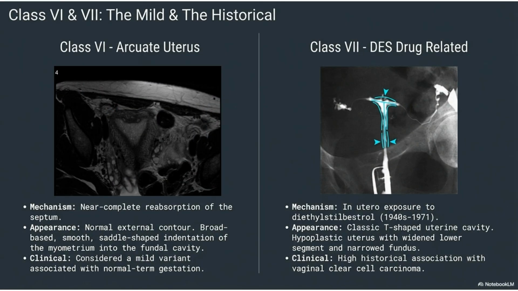Class 6, arcuate uterus, is a mild variant considered to be near complete reabsorption of the septum. Class 7, drug-related, results from in utero exposure to diethylstilbestrol, presenting as a classic T-shaped uterine cavity and a high association with vaginal clear cell carcinoma.